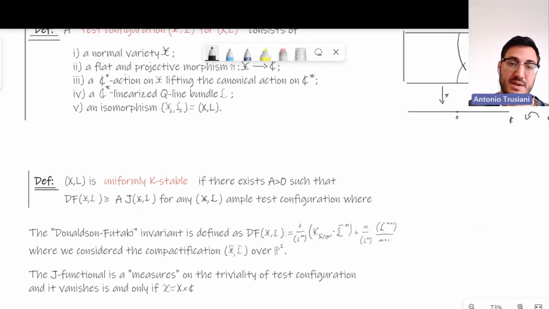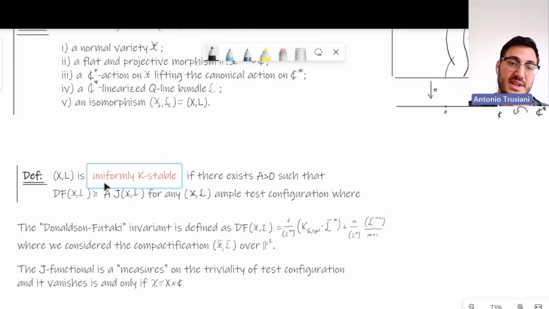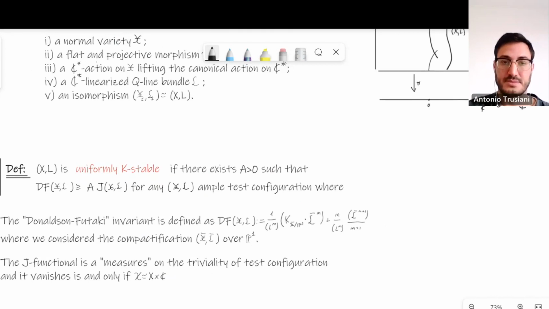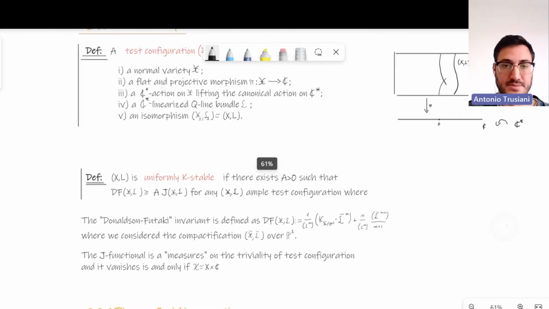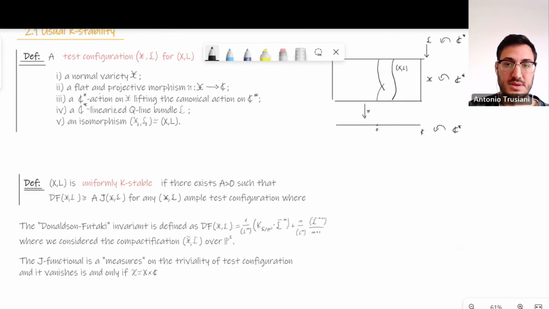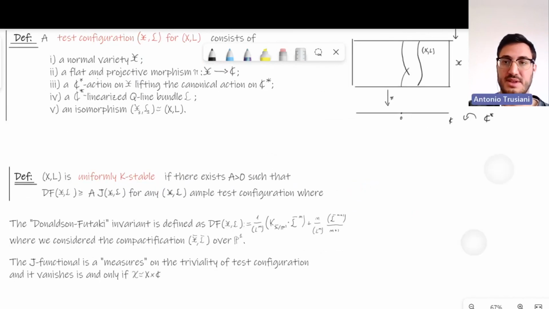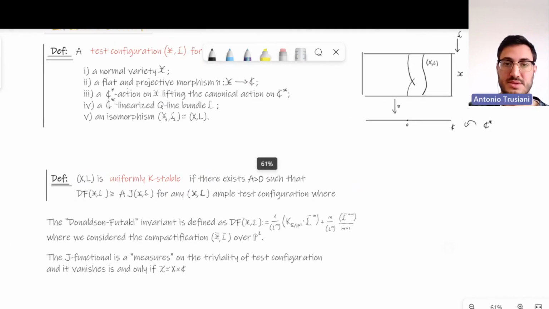And it is remarkable that last year, Liu Xiuzhuang proved that, in general, under our assumption that the automorphism group is discrete, uniform K-stability is actually equivalent to K-stability. So we can concentrate on uniform K-stability instead of K-stability. Any questions about K-stability, this notion?